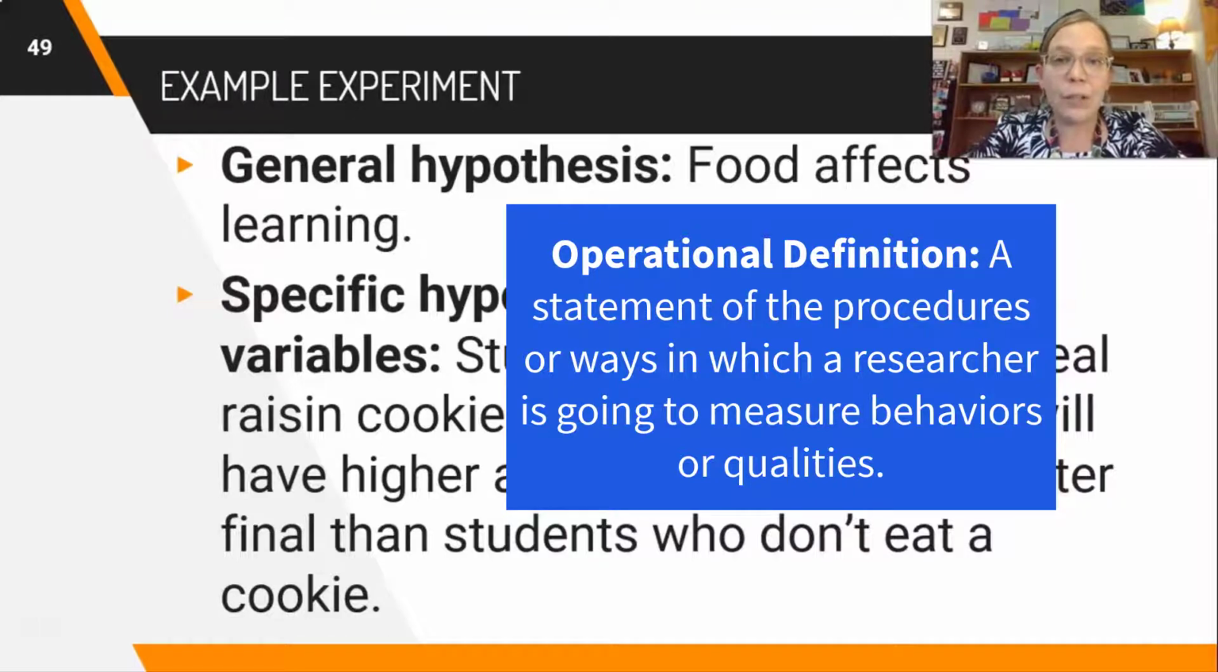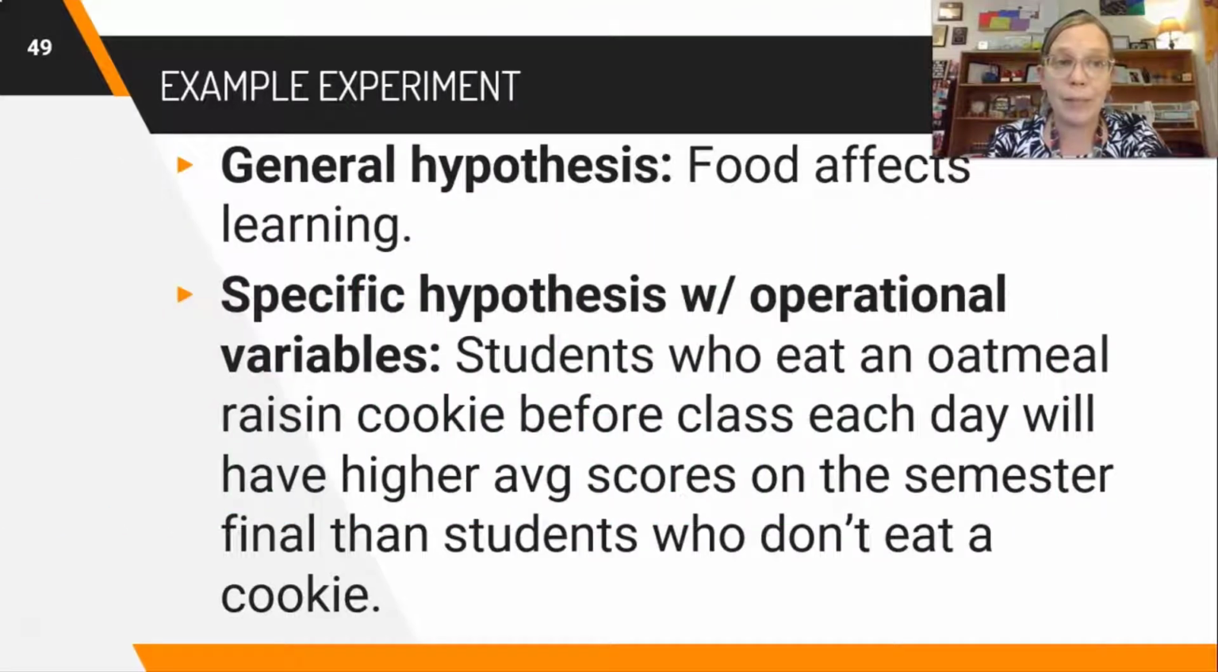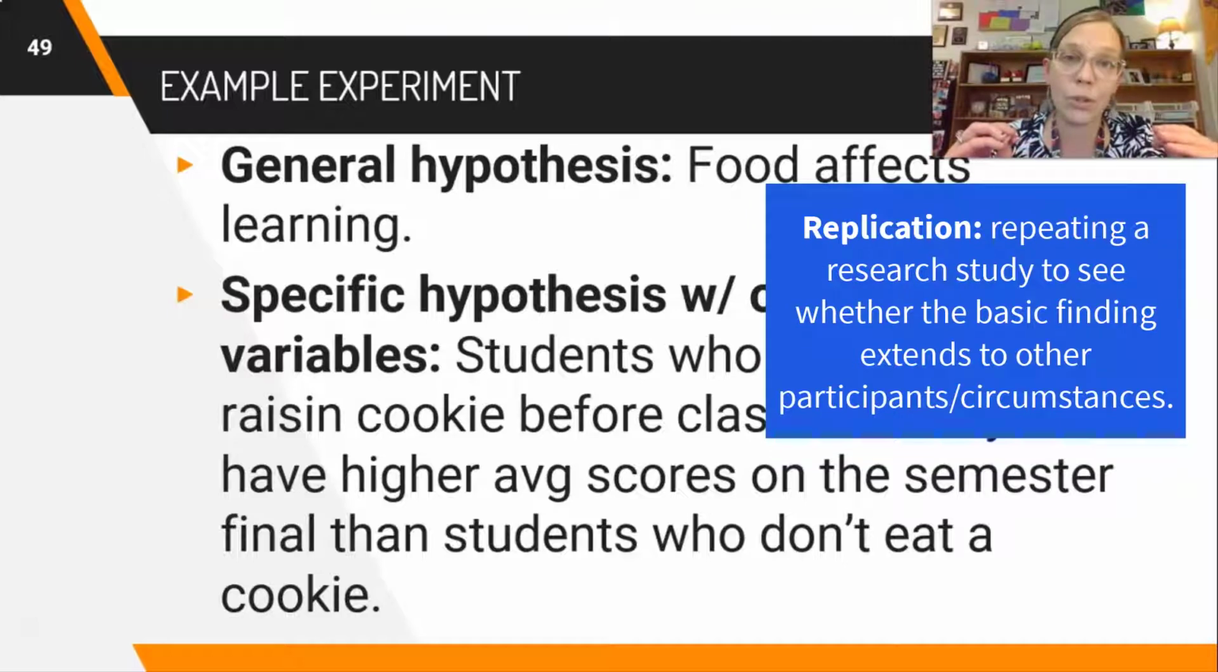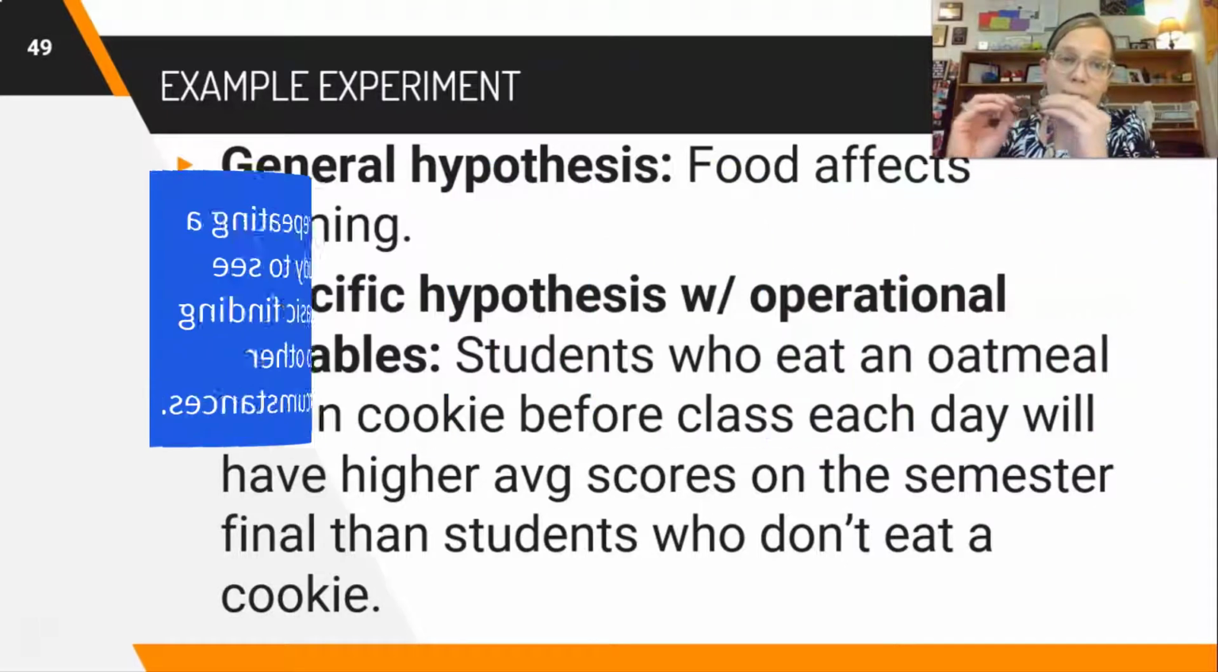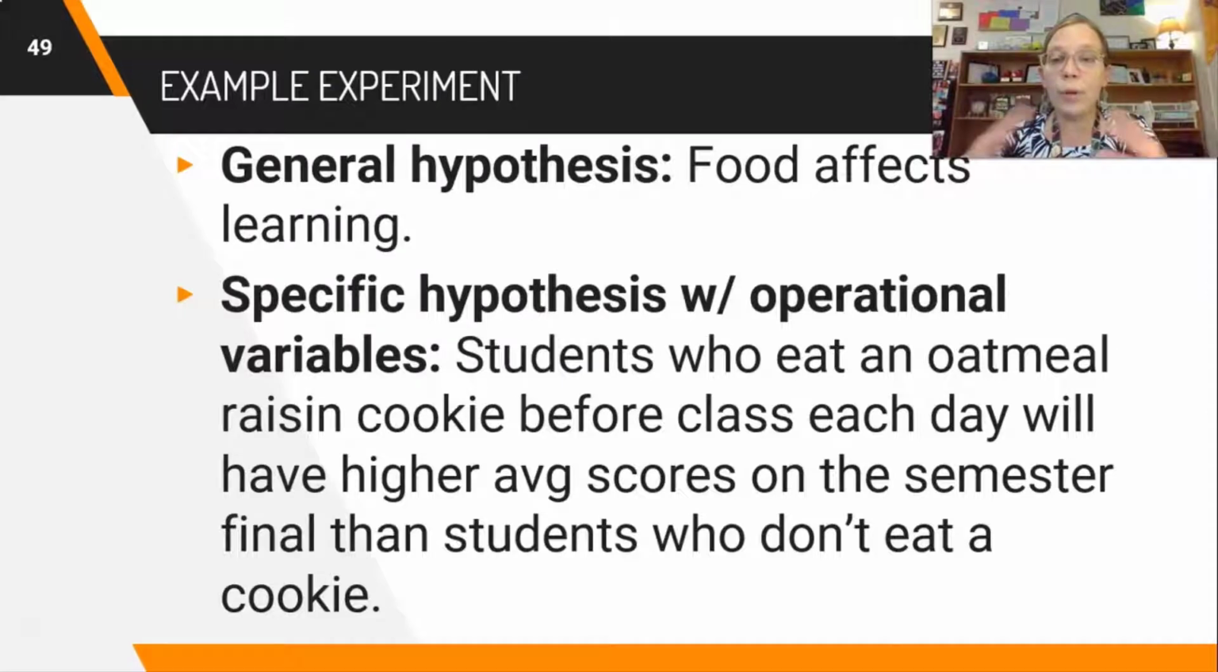So when I say learning, what do I mean, right? Am I going to measure learning by performance on a test or quiz scores? Am I going to measure learning by how confident a student feels about a subject? So there are different ways that you can measure that. And when you do an experiment, you have to tell us how you're going to measure your variables so that if we want to replicate your experiment to see if we get the same results, we can measure that variable in the same way.